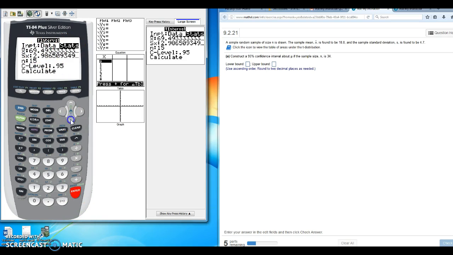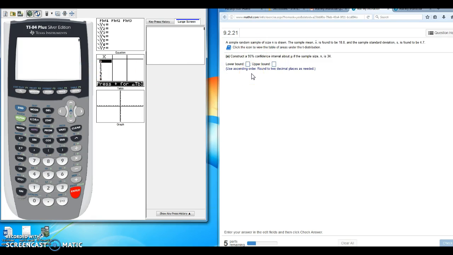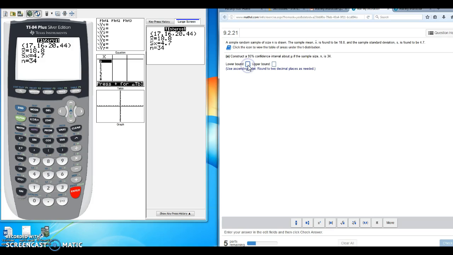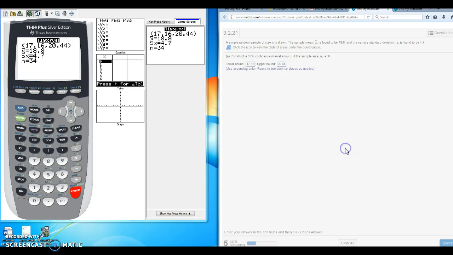And then I'm going to have to put in the data. So my x bar is 18.8. I'm just stealing that from the question. My sample standard deviation is 4.7. My n is 34. Again, all of this is given to me in the problem. I want a 95% confidence interval, and then I'm going to calculate. I'm supposed to round to 2 places, and I have 17.16 and 20.44. I'm going to check my answer, and it looks good.